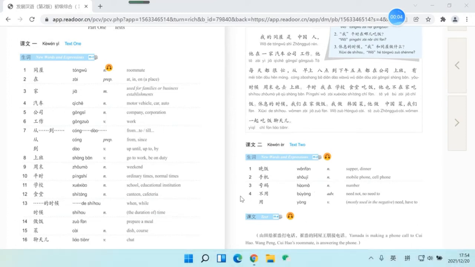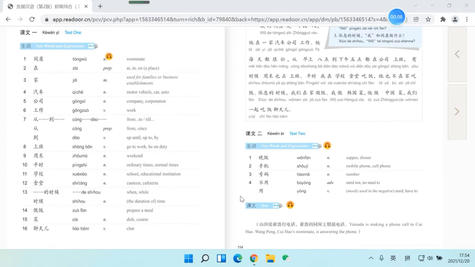Okay, let's continue with the other new words and expressions. Number seven: from some time or place to, or till, some time or place. In Chinese we say 从到. 从 is a preposition meaning from or since a certain time or location, and 到 is a verb meaning up until, up to, by a certain time or location.